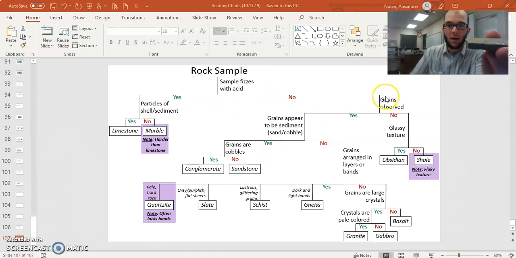So we're going to take a right here. Are there grains observed? Yes, we can feel them. We can actually feel these grains. It's very gritty. So we're going to say yes, we can feel the grains. Would we say that they are sediment, or are they crystals?